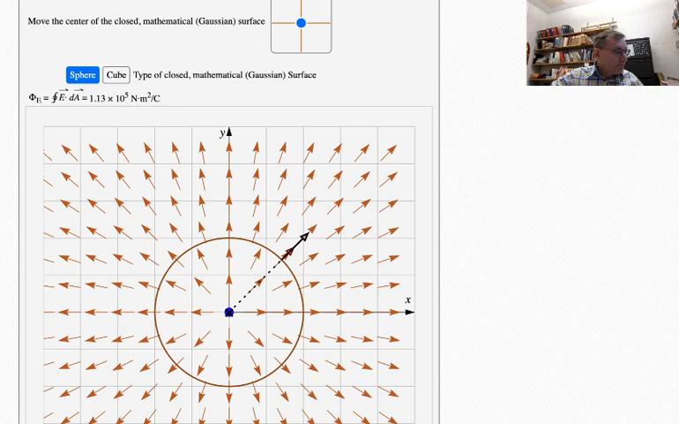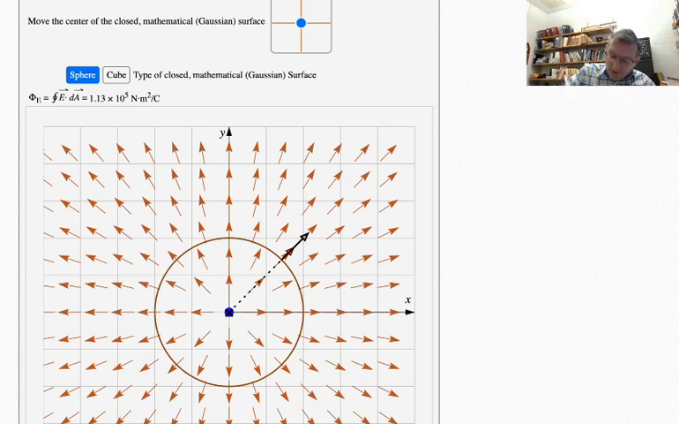In fact, the animation shows me what you get when you integrate E dot dA over that closed surface. It's right there at the top of the picture. Do you see it? Phi sub E equals the integral over the closed surface of E dot dA, and it gives me a number. So I'm going to write down that number. That's the phi electric, 1.13 times 10 to the 5 newton meter squared per coulomb.